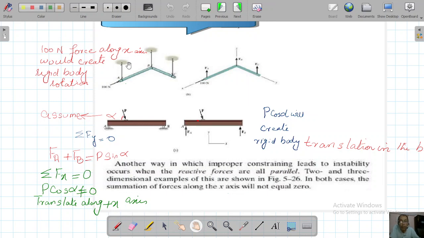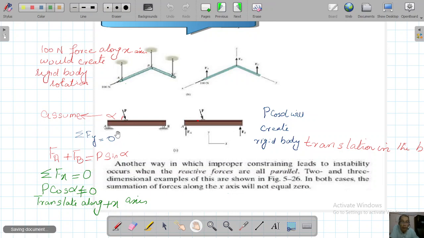You know that there is a horizontal force along the x-axis. You can very easily apply sigma Fy, but you cannot apply sigma Fx. Sigma Fx will not be equal to 0. So this 100 Newton force along the x-axis would create a rigid body rotation in this 3D piping system. Another scenario: this was a 3D scenario, and you can also have a 2D scenario. If you look at it, there are two rollers placed over here.